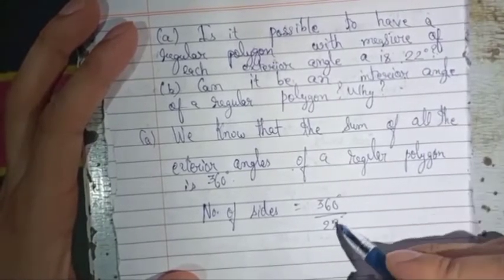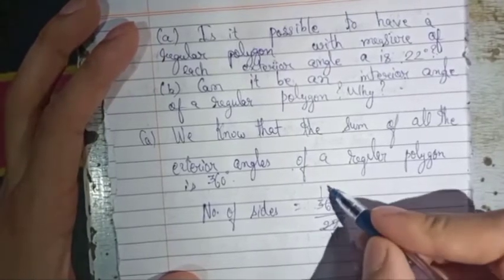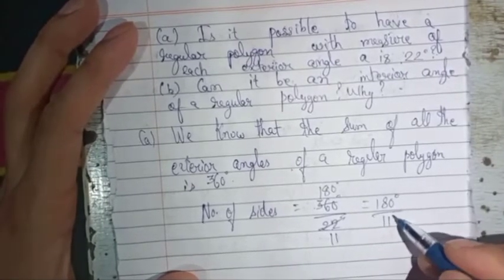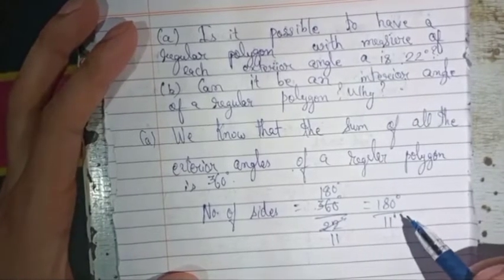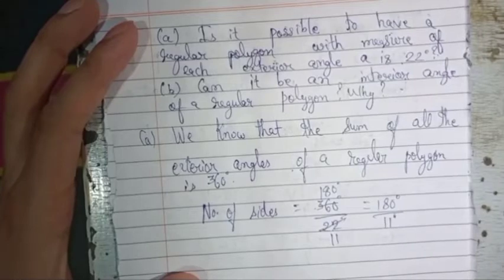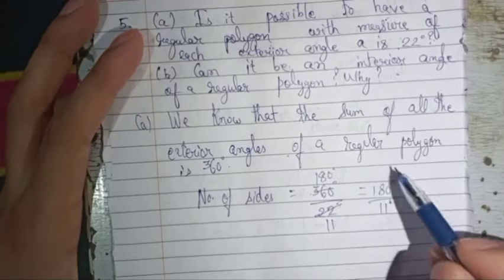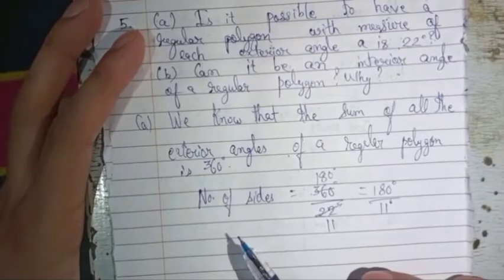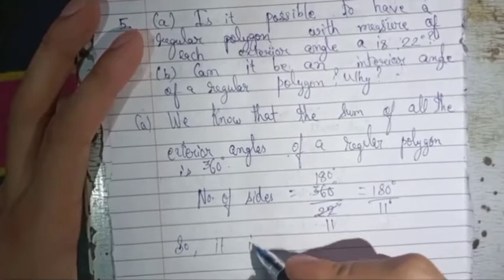So we will divide them. First of all we divide with the help of the table of 2. 2 11s are 22, then 2 180s are 360. That means 180 degree upon 11. So 180 upon 11 cannot be divided further. That means a whole number we will not obtain, and the number of sides cannot be a fraction. It will be a whole number. That means it is not possible to make a regular polygon having an exterior angle of 22 degree. So we will write therefore, it is not possible.